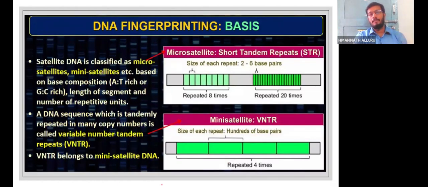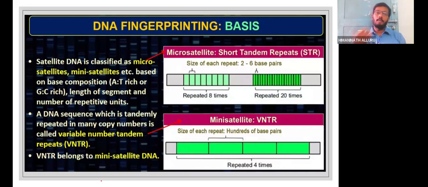On the basis of the number of repetitions, they are given different names like microsatellites or minisatellites. For example, in microsatellites, only 2 to 6 base pairs will keep on repeating. Such base pairs we call microsatellite. We even call it short tandem repeat, STR. But for our DNA fingerprinting, STR is not useful, that is not required. For our DNA fingerprinting, we need something called VNTR, variable number tandem repeats.